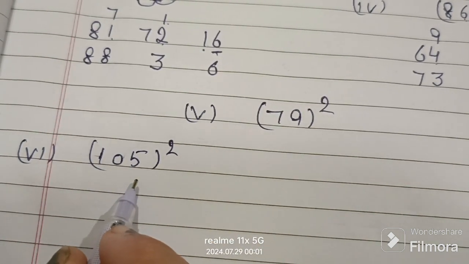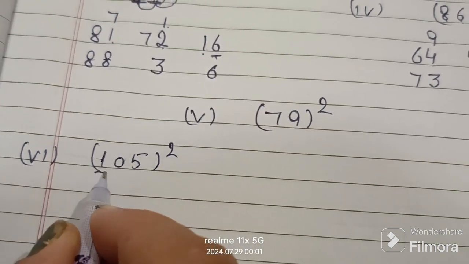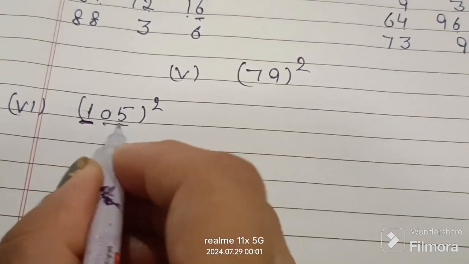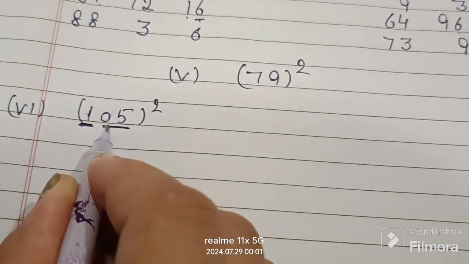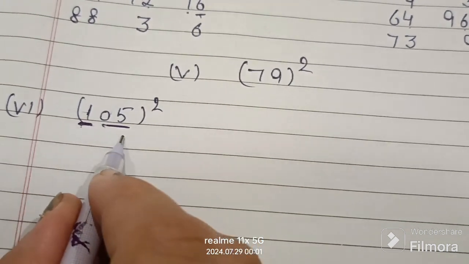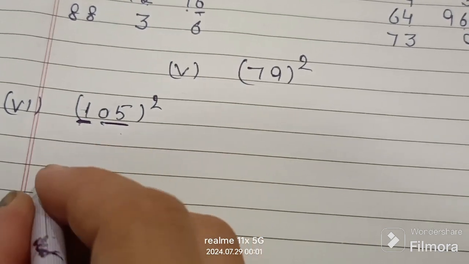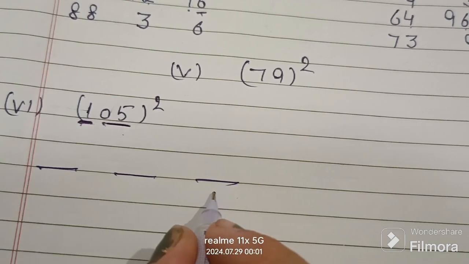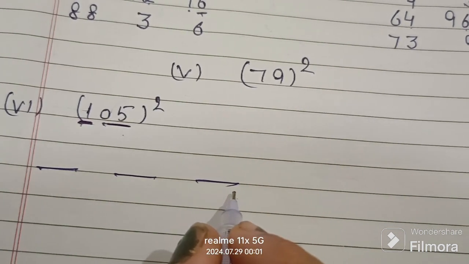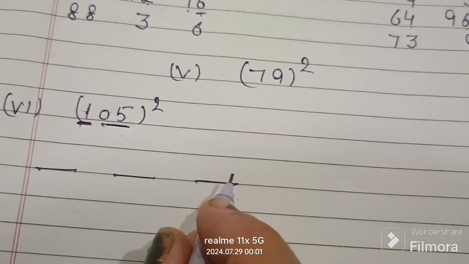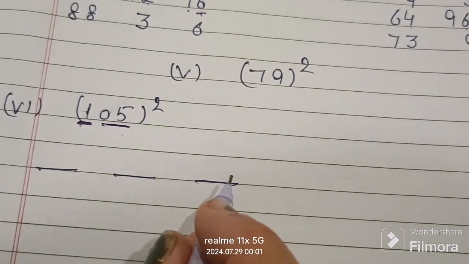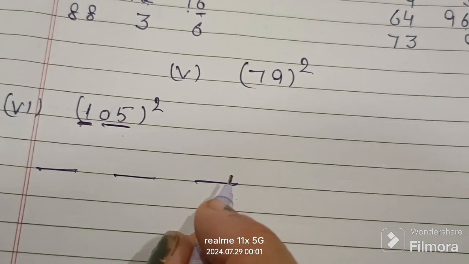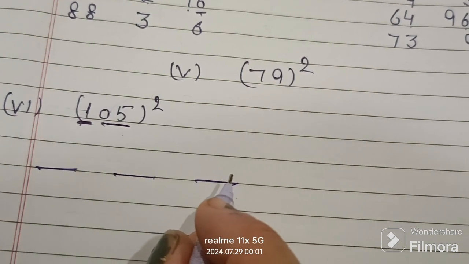Here, I'm gonna separate it into 2 parts. The first part consists of only 1 digit and the second part consists of the last 2 digits. So the first part is 1 and the second part is 0, 5. Let's separate the answer into 3 parts. Here I'm gonna write 2 digits in each part. In the previous examples, while doing the square of a 2-digit number, we took only 1 digit in each part, but here I'm gonna write 2 digits in each part.